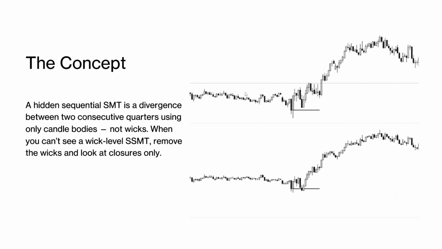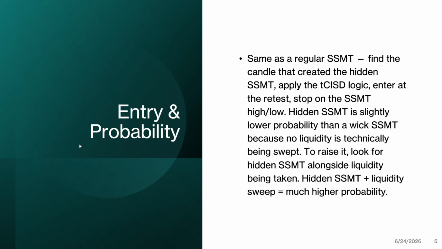Look, is there any SMT? No, there is no SMT. However, there is a hidden SMT. Entry and probability: same as regular sequential SMT, find the candle that created the hidden sequential SMT. Apply the true change state of delivery logic. If you don't know what this is, we will talk about this in another separate video. Enter at the retest. Stop on the sequential SMT high or low.